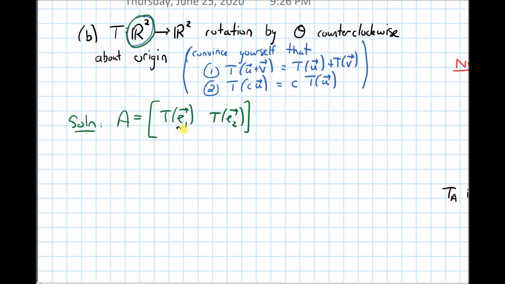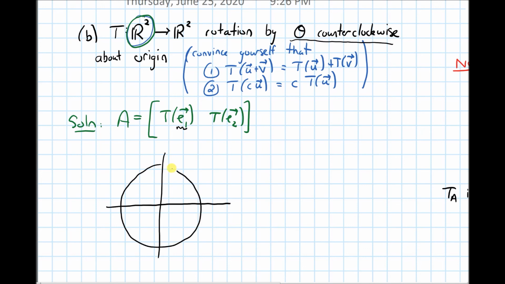What happens if I take E1 and rotate it by an angle of theta counterclockwise? I want to draw a picture to help me visualize this. I'll draw my XY axes, and then I'm going to draw the unit circle, because E1 lies on it. It goes right there. That's E1, the vector (1, 0). E2 also lies on it. E2 goes straight up, so E2 is (0, 1).